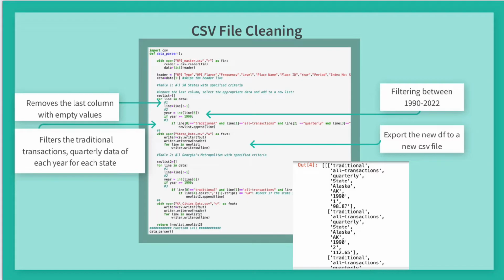For data cleaning and manipulation, with the CSV file, we decided to break it out to smaller tables, which are the quality data for all 50 states and the quality data for all metropolitan cities in Georgia. We imported the CSV file and cut it to a list. We used list slicing to drop the last column with empty values, and we used conditional statements to filter the relevant data, such as data between 1990 and 2022. The final result is a list of lists, and we exported the clean data to the corresponding tables.